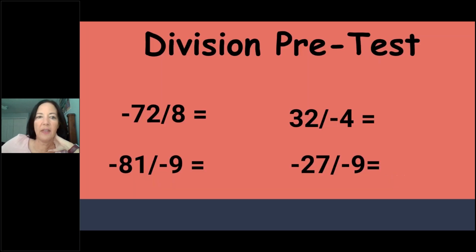Nice job. Okay, so now we're going to move on to division. And before I teach a concept, I do a quick test just so that I can get an idea of how much you already understand about dividing with positive and negative numbers. So I don't expect you to get these right, but maybe you know them. Maybe you already know the rules. So the first problem is negative 72 divided by positive 8. Do you know what that answer would be? Negative 72 divided by positive 8.